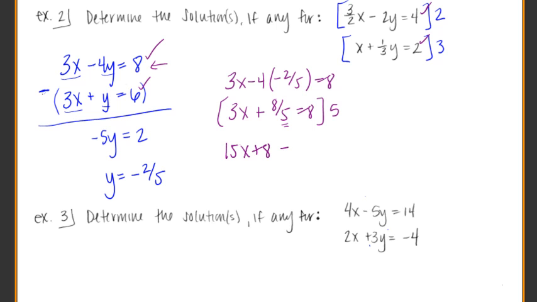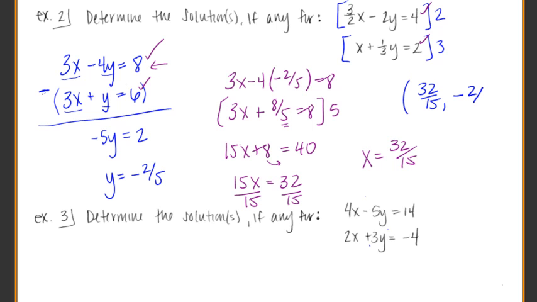So 15x plus 8 is equal to 40. Finishing this out, moving that 8 over by subtracting, 40 minus 8 is 32. Let's divide by 15, and we get x to be 32/15. And from there, since the 15 is only divisible by 3 and 5, and 32 is not divisible by either 3 or 5, then I know that that's my answer. So it's fully reduced, and together, in coordinate form, the x value is 32/15 and the y value is negative 2/5. So that is technically the solution to that system of equations.